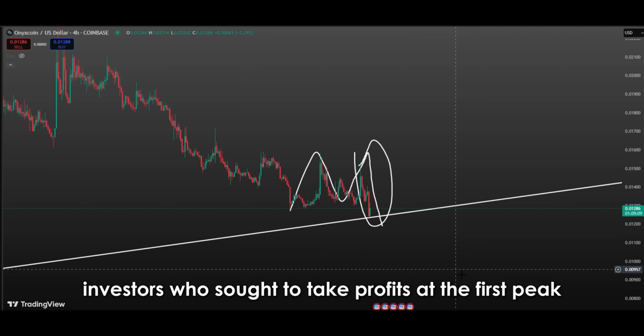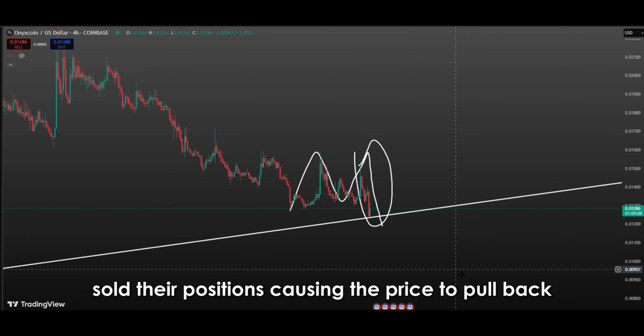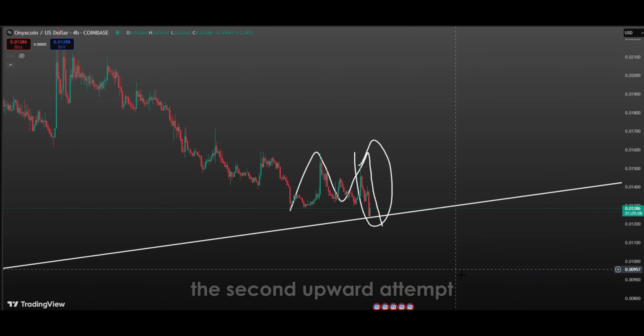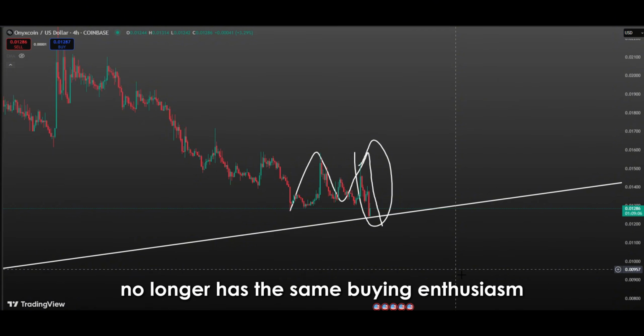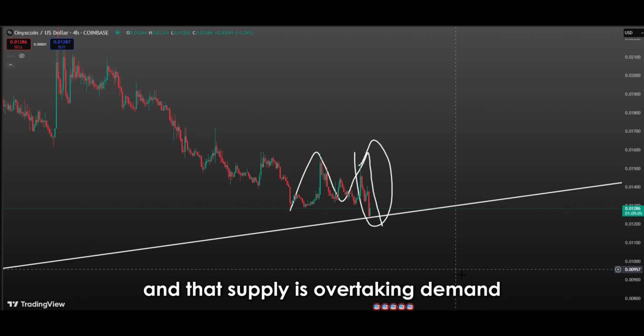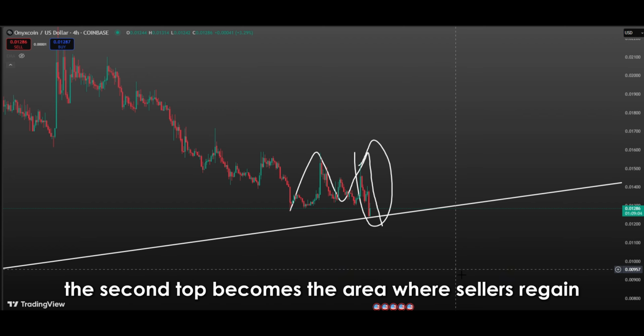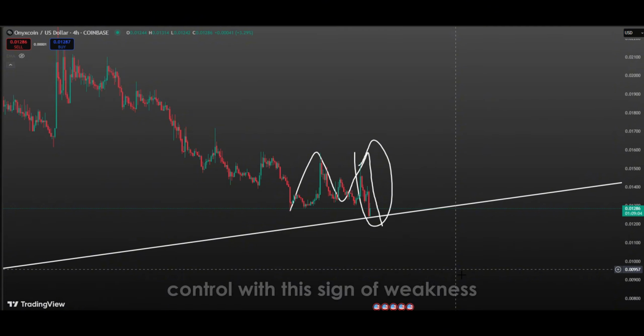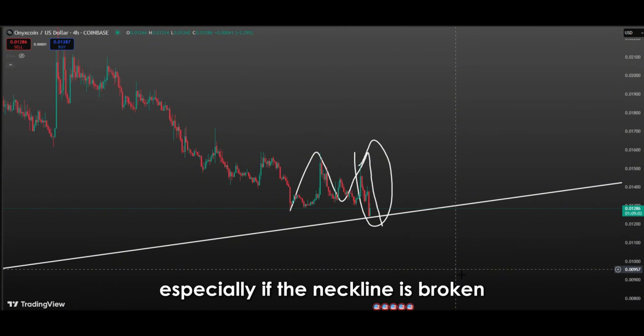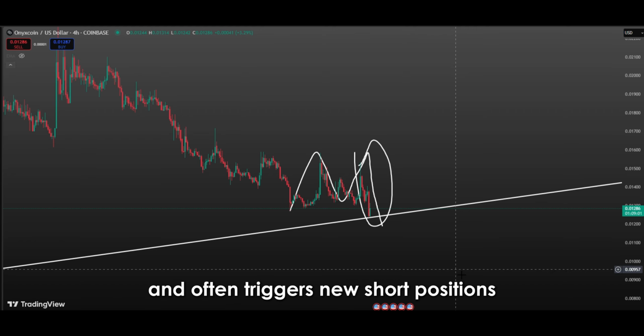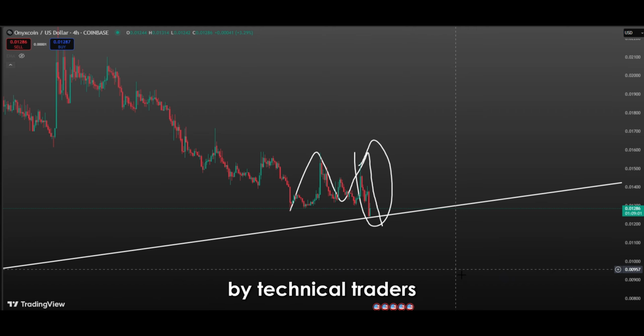Investors who sought to take profits at the first peak sold their positions, causing the price to pull back. The second upward attempt reveals that the market no longer has the same buying enthusiasm and that supply is overtaking demand. Thus, the second top becomes the area where sellers regain control. With this sign of weakness, especially if the neckline is broken, the decline tends to accelerate and often triggers new short positions by technical traders.